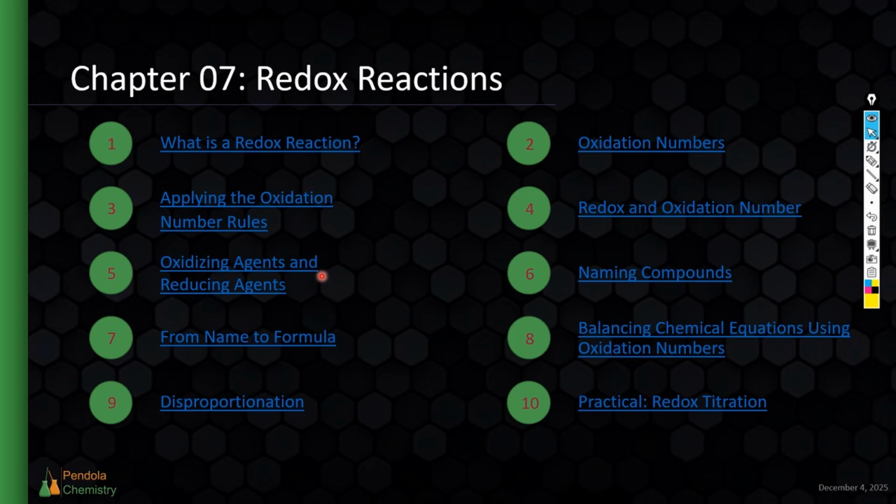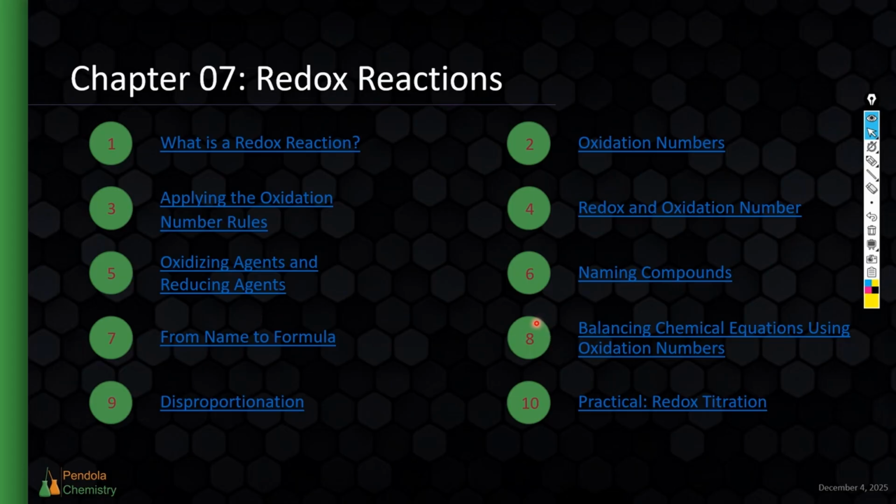We're then going to briefly in section 6 talk about the naming of compounds, because in Cambridge certain names will be different than what we looked at in honors chemistry, and that difference in naming does revolve around oxidation numbers. We're then going to look at how those names can be translated into formulas in section 7.